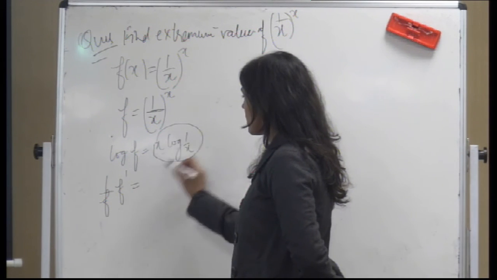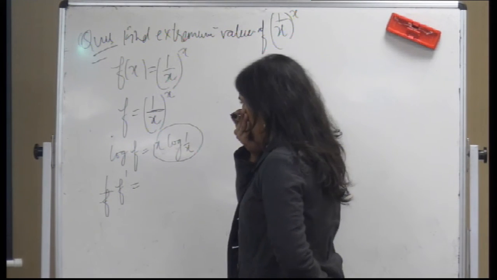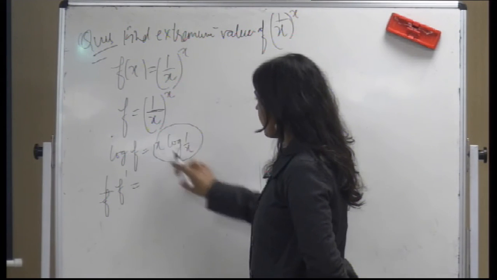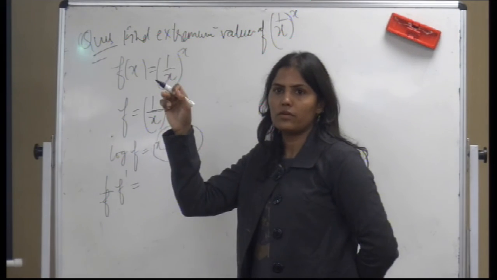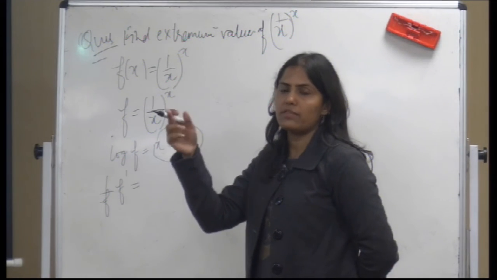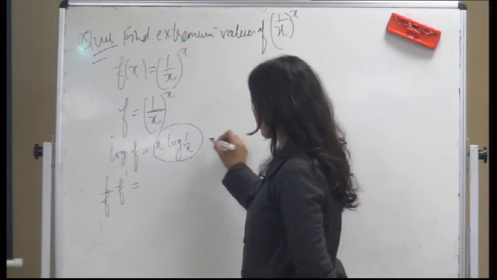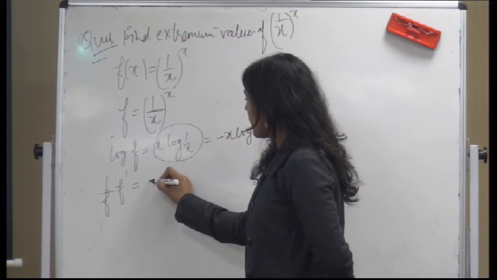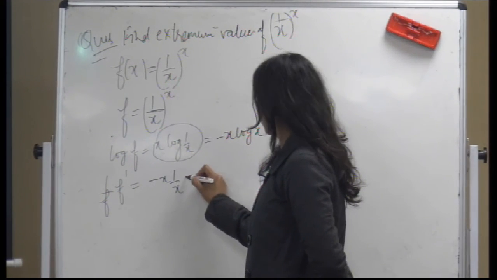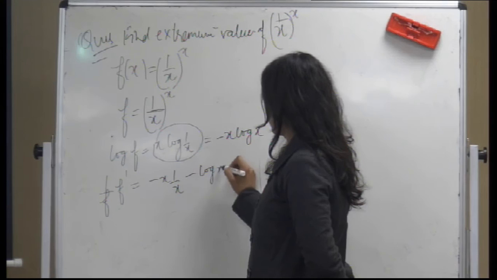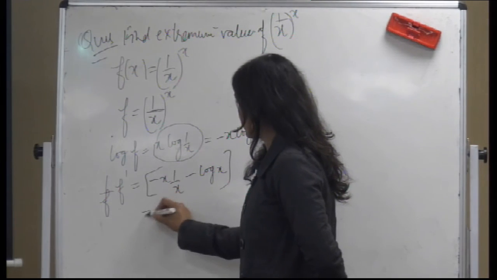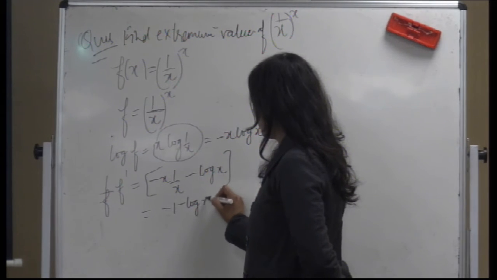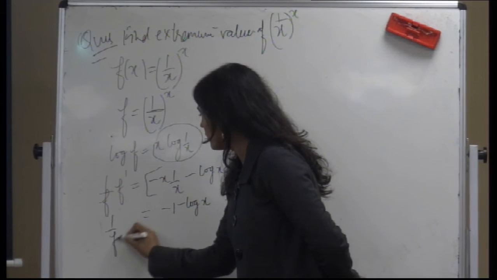So this is basically... some people, what they do, they write this as log 1 by x, minus log x. So it makes our calculation simple. So I can write it as minus x log x. So now the derivative will be minus this, then minus. Is this fine? So the derivative is minus 1 minus log x. So this is the derivative.